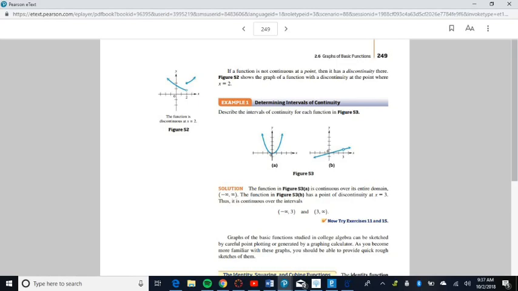Okay, continuing to look at the textbook, the next thing they talk about is what happens if a function is not continuous at a point. That indicates that there is a discontinuity at that point. Okay? And it can be anywhere on your graph. It just depends on the functions that you're dealing with. But we'll come back to that. All right?